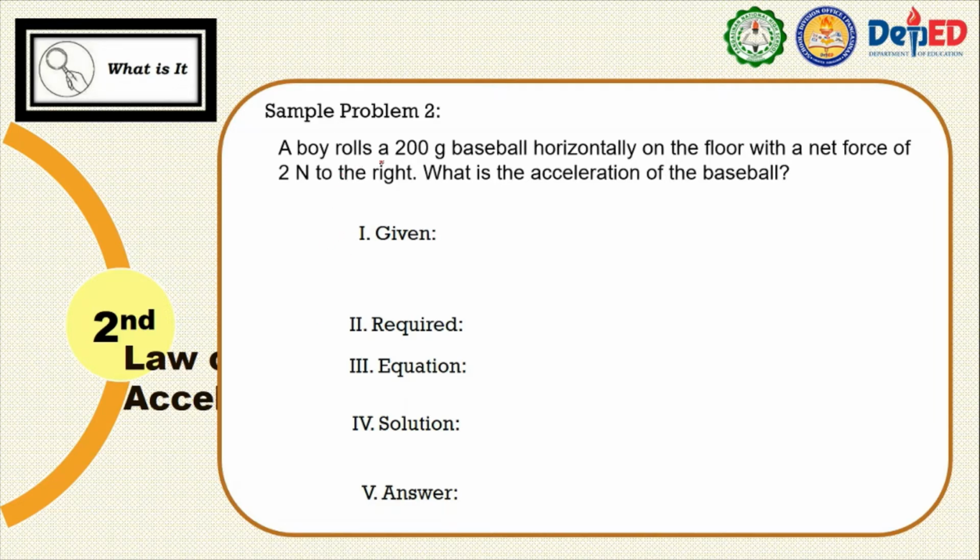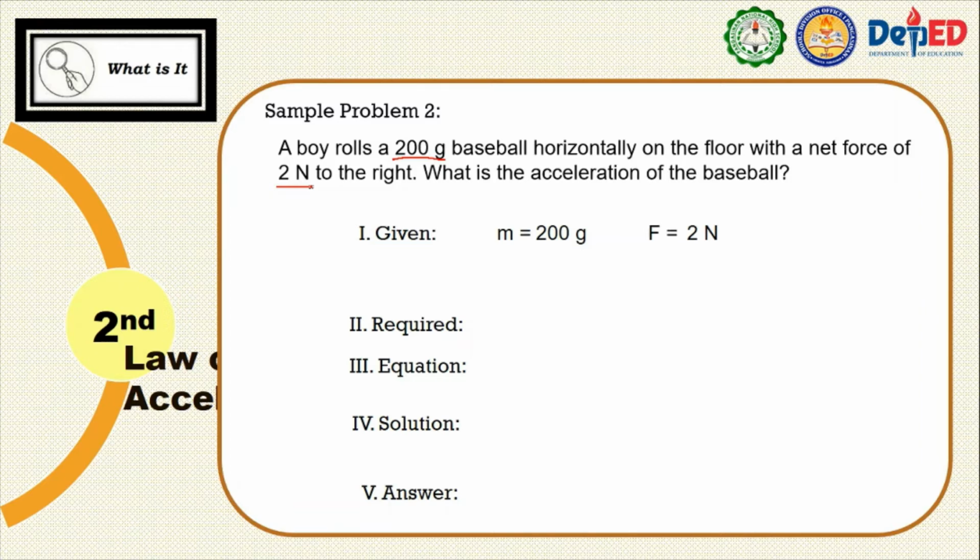Okay, ang first step is to identify the given. We have 200 grams. That is the mass of the baseball. And we have 2 newtons. That is the net force.